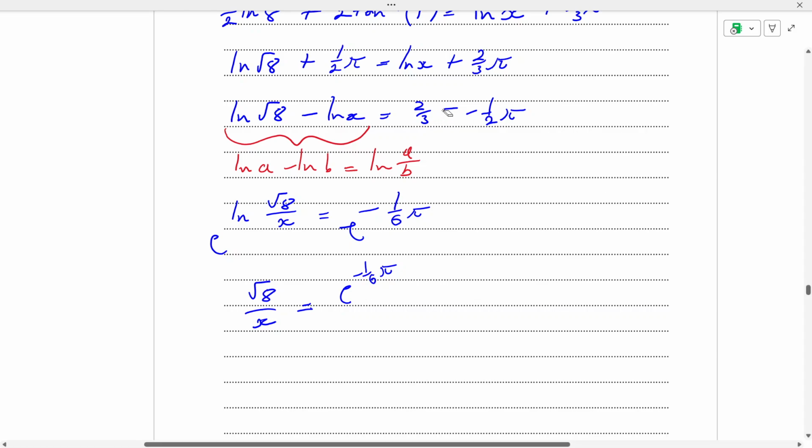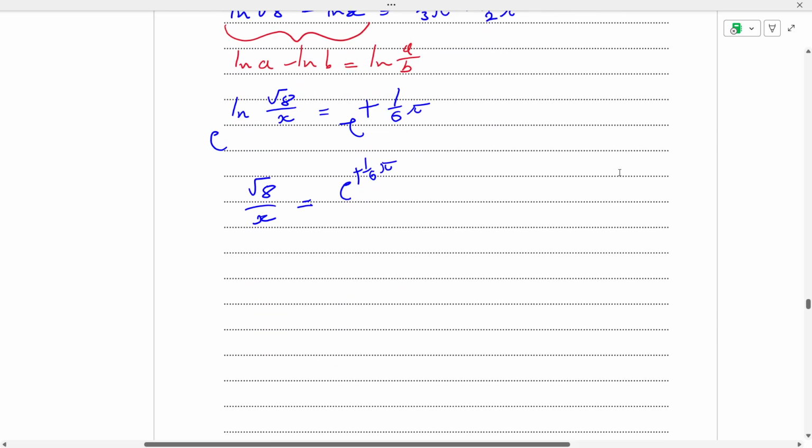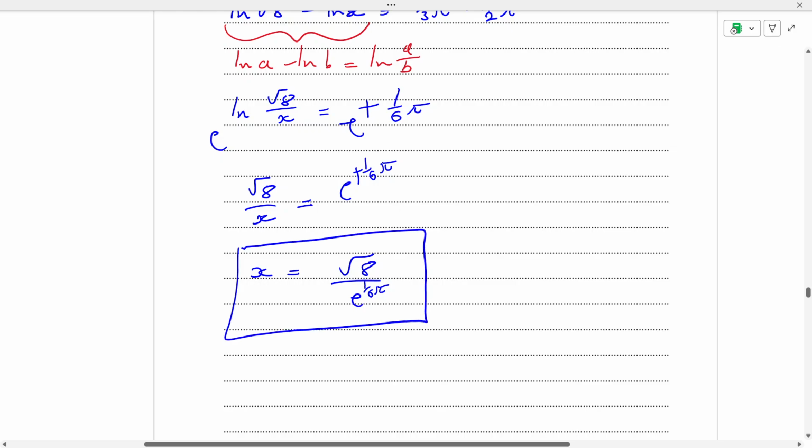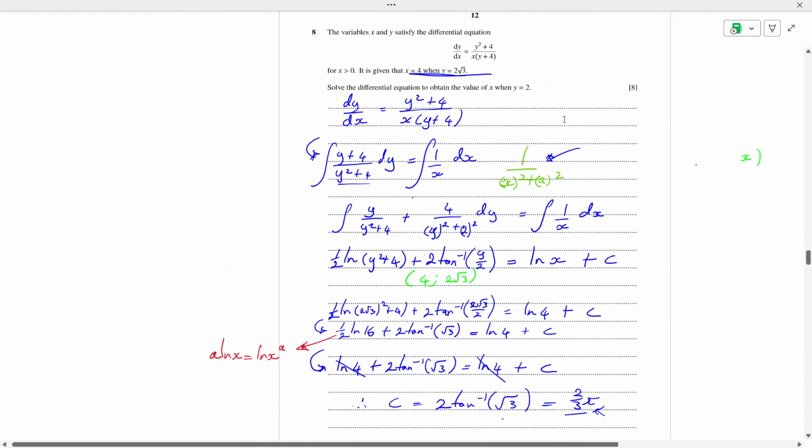2/3 pi minus half pi, minus half pi. Excuse my handwriting. Minus half pi is positive 6 pi, so that's positive right here. Then we can transpose those two. And when we do transpose it, we have x is equal to √8 over e to the 6 pi. Okay, like that. And then that's it for the differential equation question.